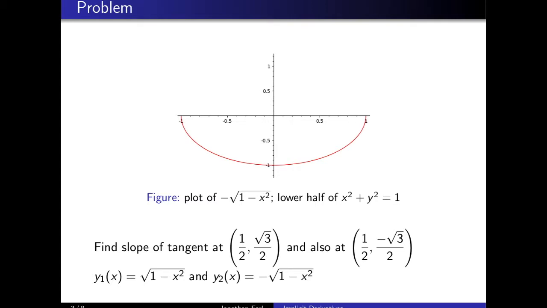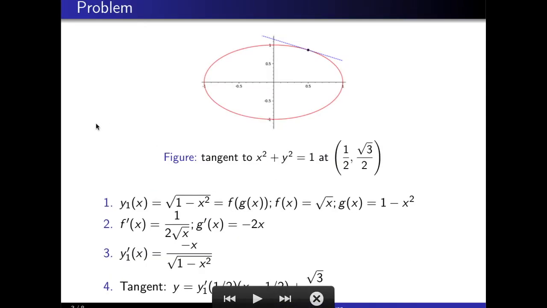So let's find derivatives as we normally would based on these. When we want to find the slope of the tangent line at 1/2, square root of 3 over 2, we're going to use the top half of the circle, so we'll use y1, and when we want to find the slope of the tangent line at 1/2, minus square root of 3 over 2, we'll use the bottom one, y2. Okay, so let's do that.